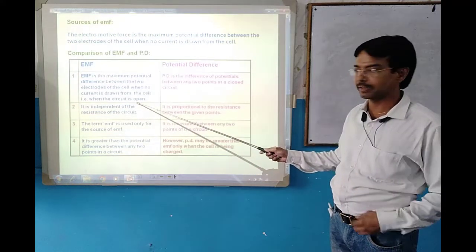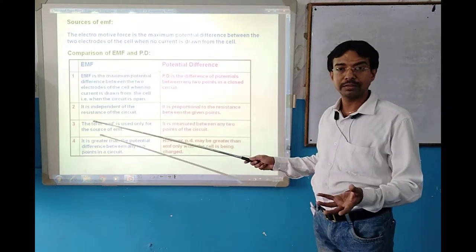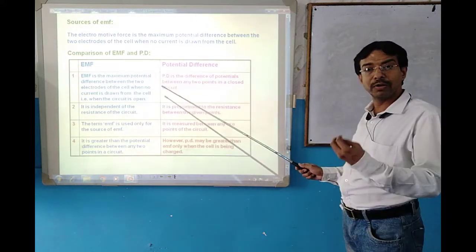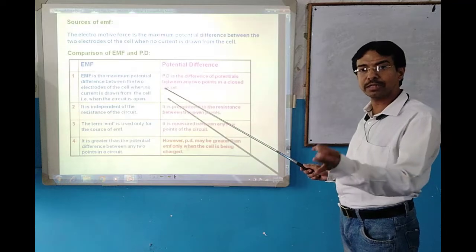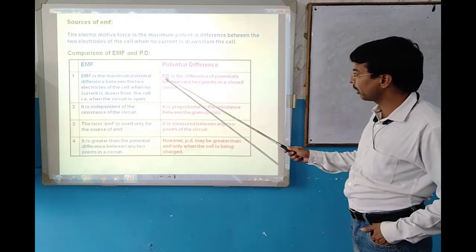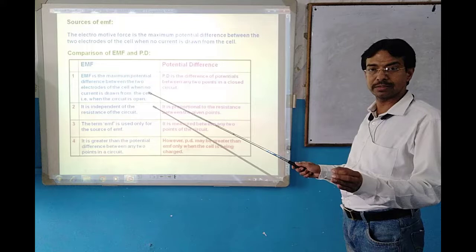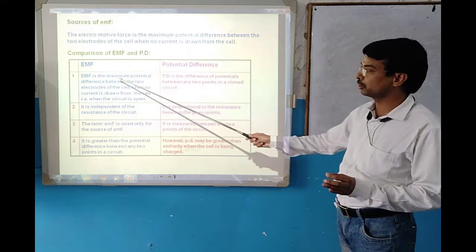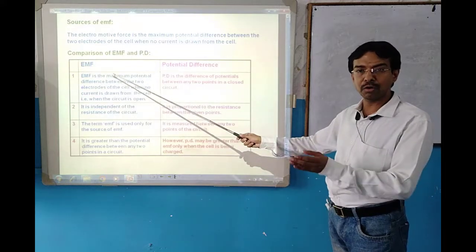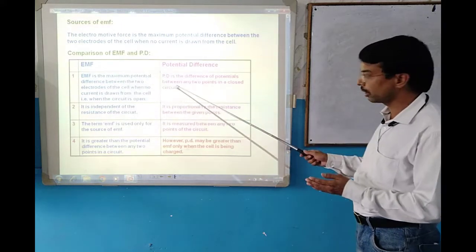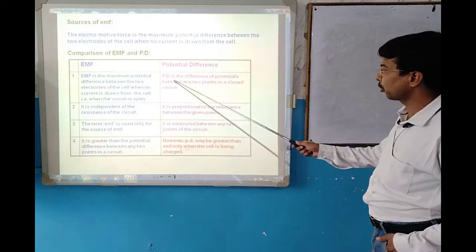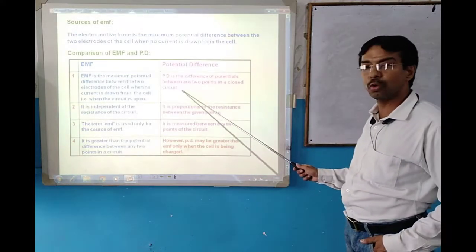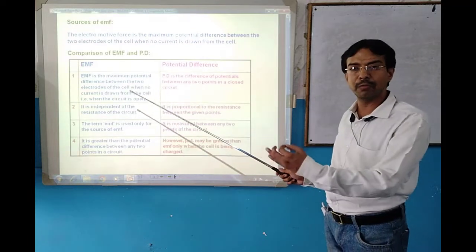जो बात अभी आपको बताई, circuit is not using, battery is connected but circuit is open. But what is the potential difference? If we use that particular circuit, switch is closed, then in that particular condition, the same potential is known as the potential difference here, and the same potential is known as the EMF there, if you are not using that particular battery. The potential difference is the difference of the potential between any two points in a closed circuit. Closed circuit means connected with the battery.